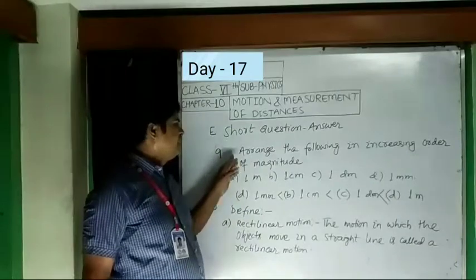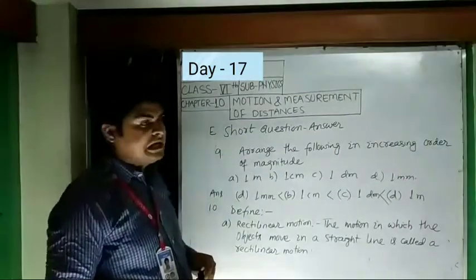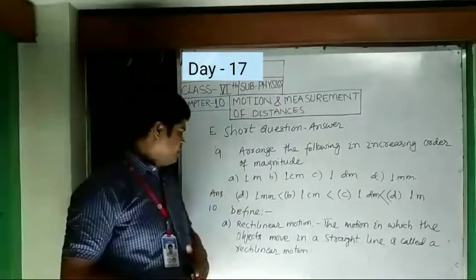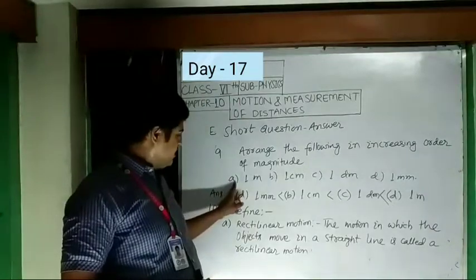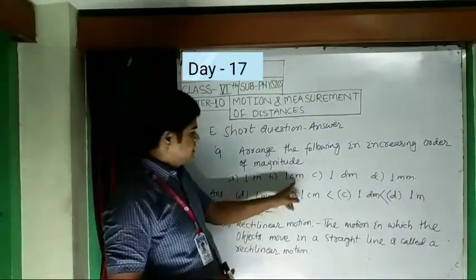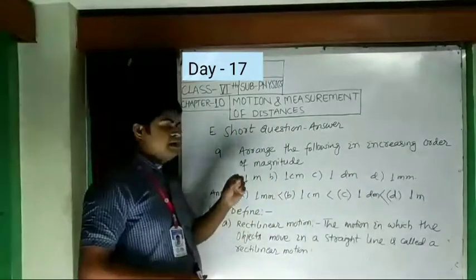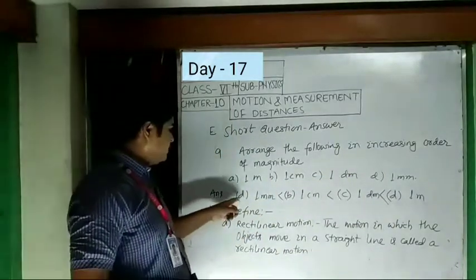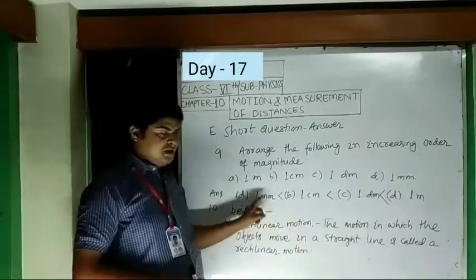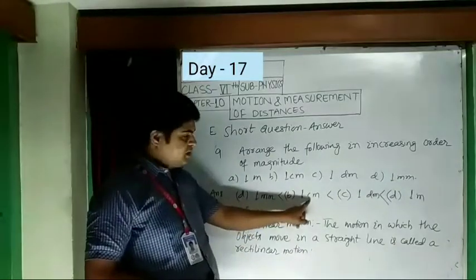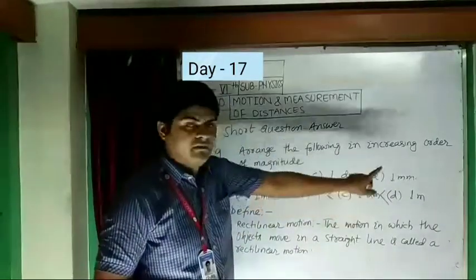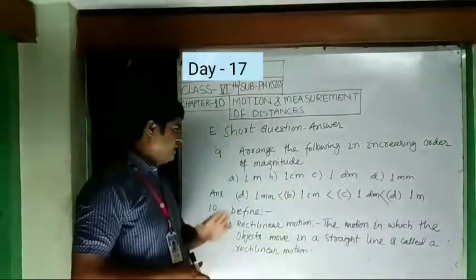See question number 9. Arrange the following in increasing order of the magnitude. A, 1 meter; B, 1 centimeter; C, 1 decimeter; and D, 1 millimeter. You know millimeter is the smallest unit, so you will first write option D, 1 millimeter, then B, 1 centimeter, then 1 decimeter, then 1 meter. This is the increasing order of the given magnitude.